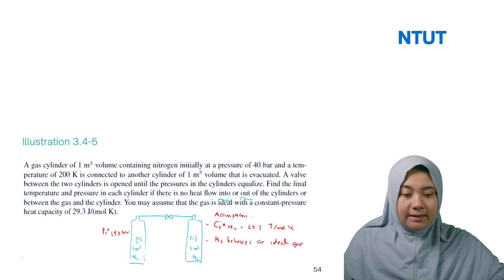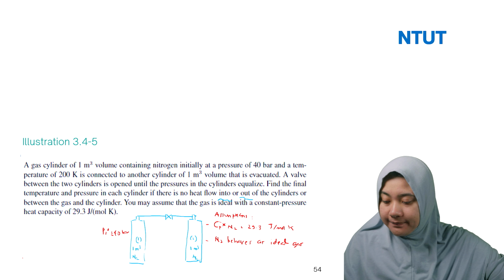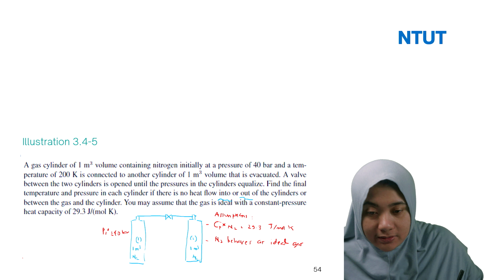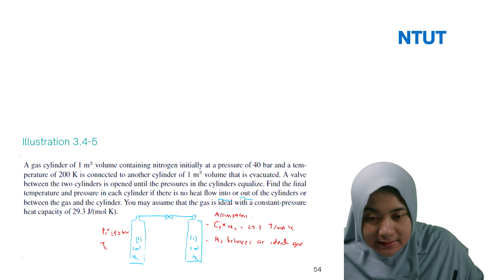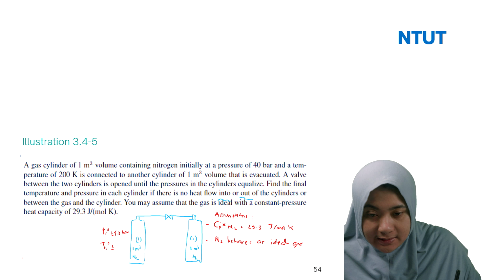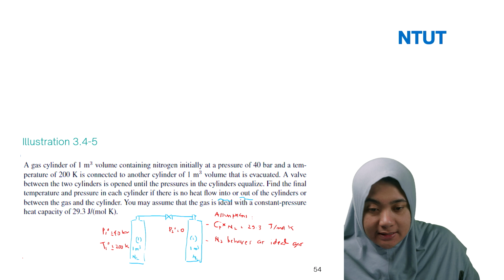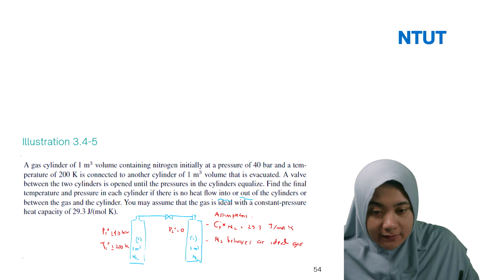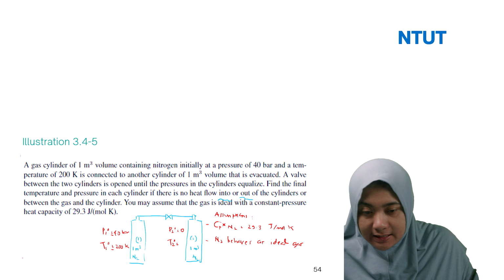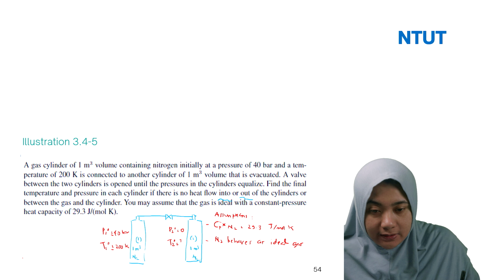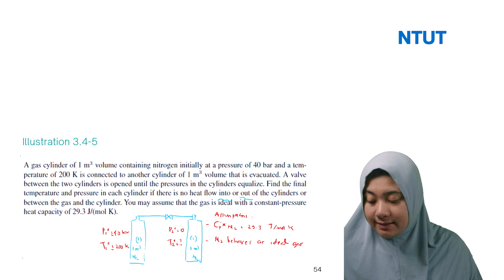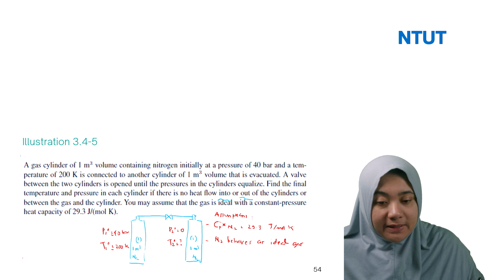And then for the T10, this is initial. When I write 0 here, it means initial, or it starts with this number, 200K. Then the same for P20, this is 0 bar. And then for T20, we don't know. This is what we're going to ask. We want to know.